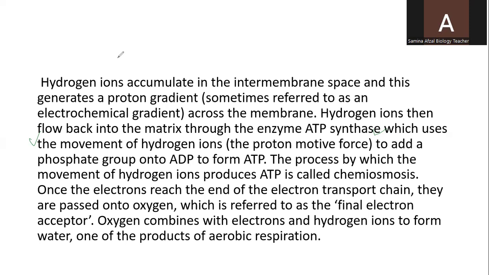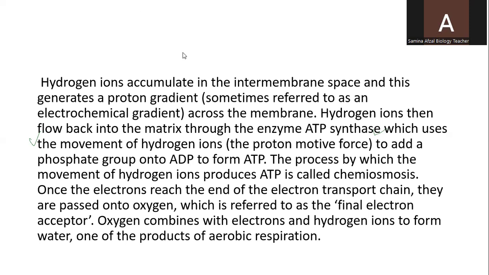The process by which the movement of hydrogen ions produces ATP is called chemiosmosis. So once the electrons reach the end of the electron transport chain, they are passed on to oxygen, which is referred to as the final electron acceptor. So the oxygen combines with the hydrogen ions and electrons to form water, one of the products of aerobic respiration.